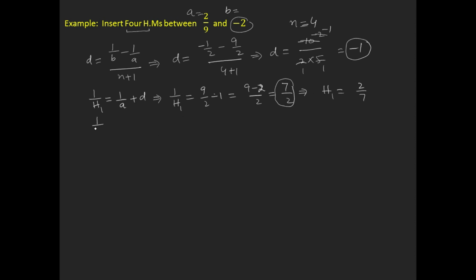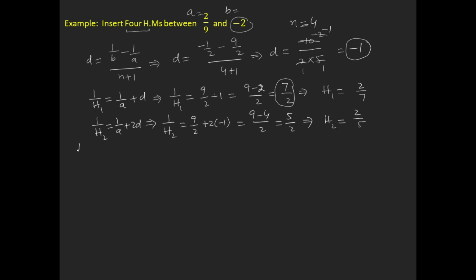Now 1 over H2 is equal to 1 over A plus 2D. 1 over H2 is equal to 9 divided by 2 plus 2 multiplied by minus 1. This means 9 minus 4 divided by 2, which is 5 divided by 2. 1 over H2 is 5 by 2. So H2 is 2 divided by 5.